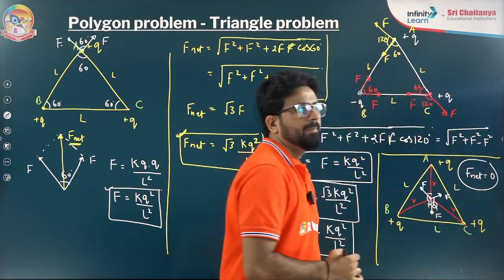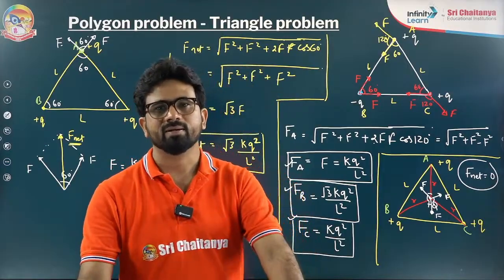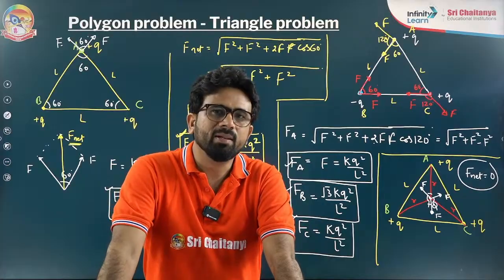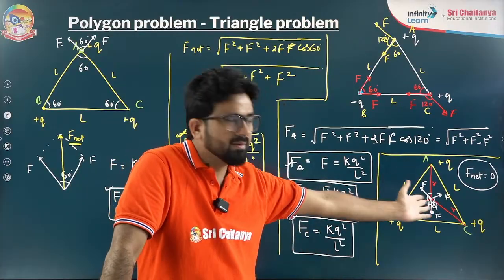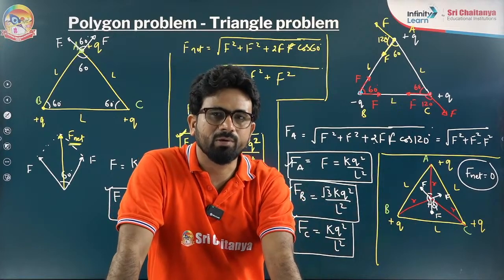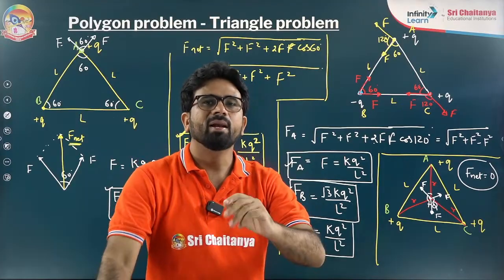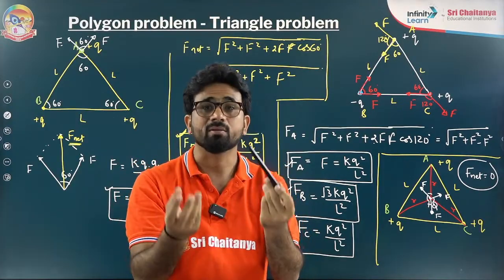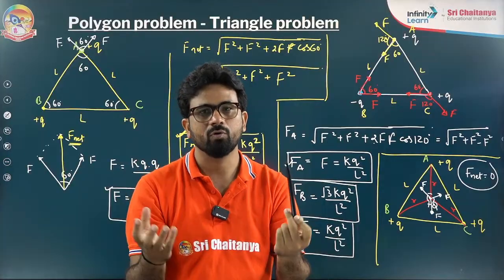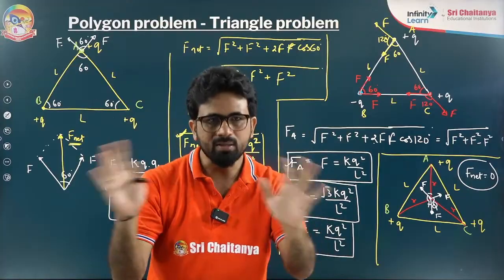From the polygon law of vectors, we know that if equal magnitude vectors are there and the angles between them are equal, then the vector sum is equal to 0. I am repeating myself, understand. If there are n equal magnitude vectors, they can be 2, 3, 4, 5, 10, 100, 1000, it doesn't matter.